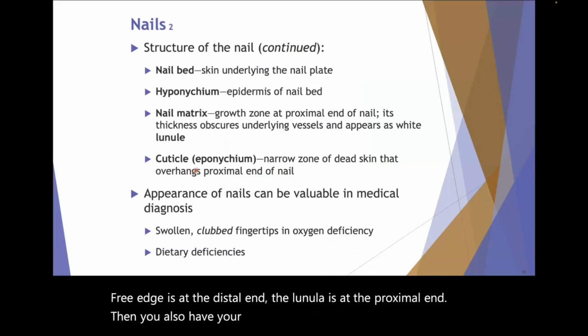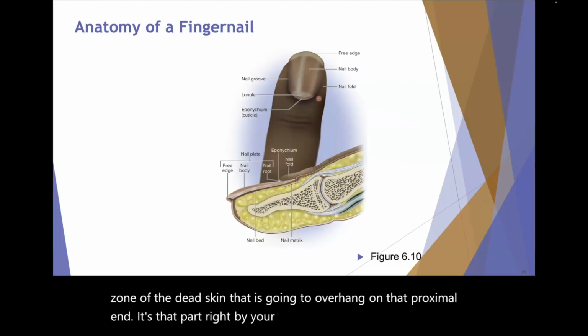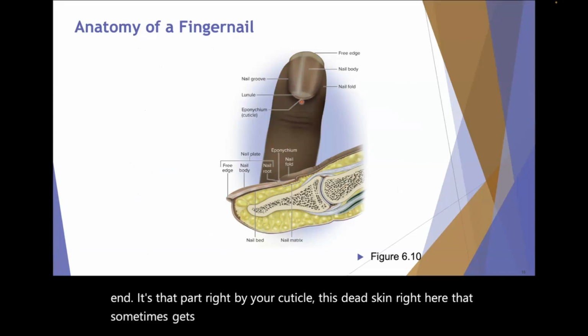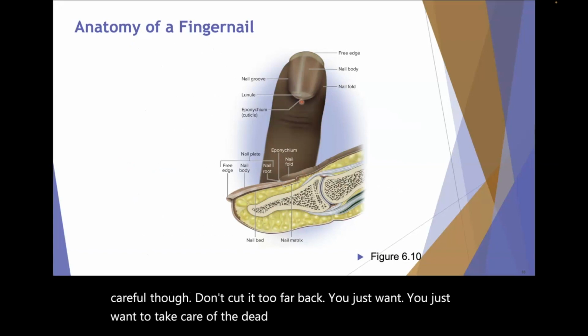Your cuticle is the eponychium. That's the narrow zone of dead skin that overhangs on that proximal end. It's that part right by your cuticle, this dead skin right here, that sometimes gets crusty, and you actually have to cut it. You've got to be careful though. Don't cut it too far back. You just want to take care of the dead skin. So sometimes an exfoliating type of cream can help with that too.